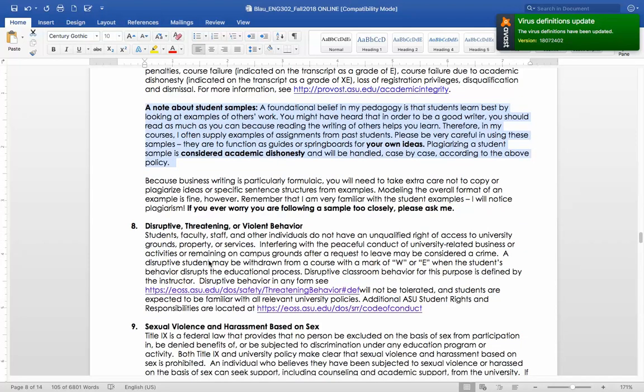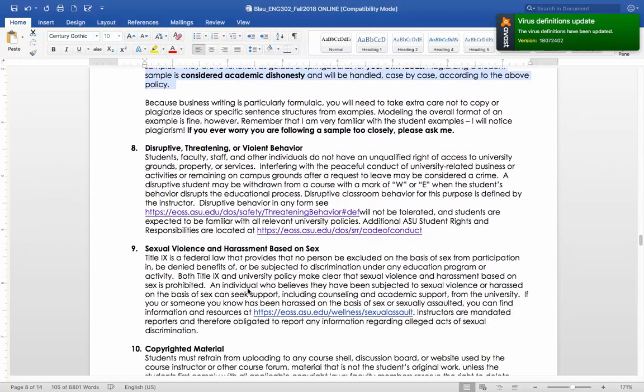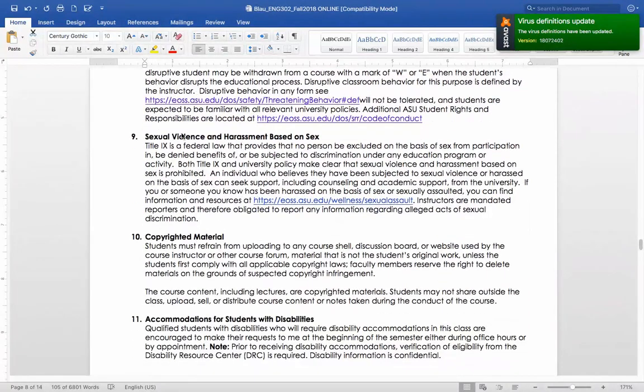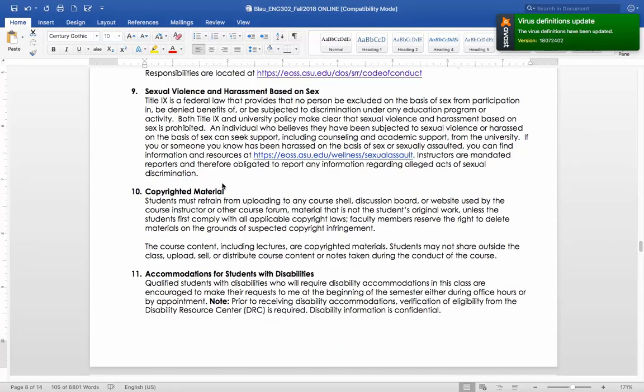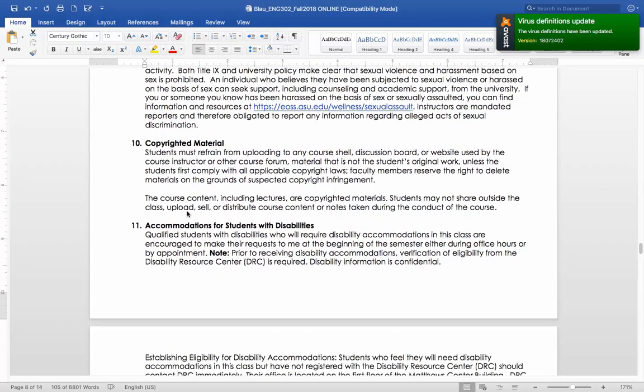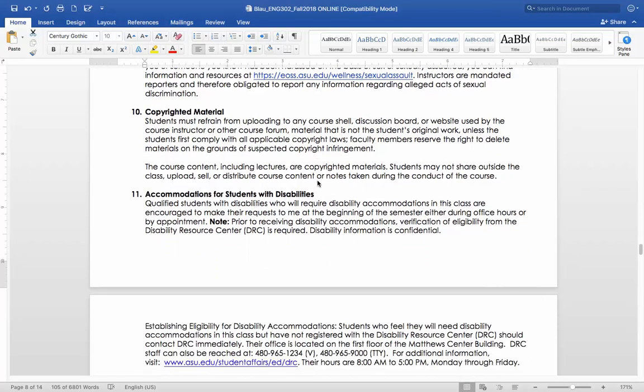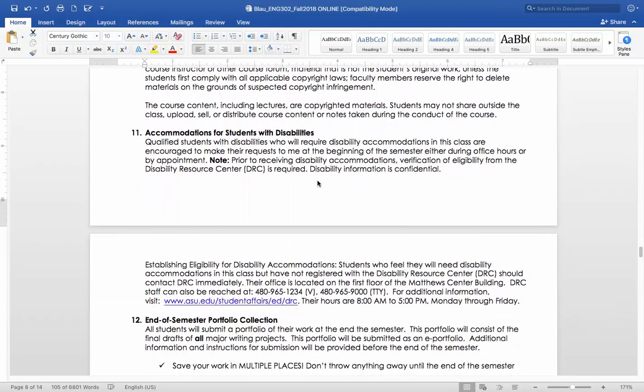So there's some information on violent or threatening behavior, some more information to check out about sexual violence and harassment based on sex, and remember that I'm a mandatory reporter. Everything in this course is copyrighted material, so make sure that you're not sharing that or selling that.